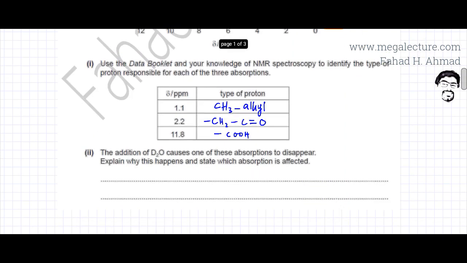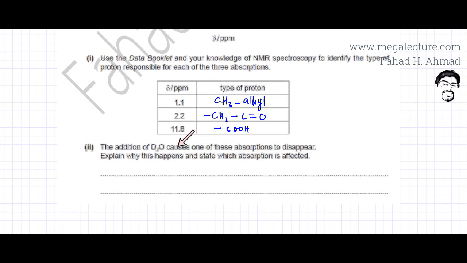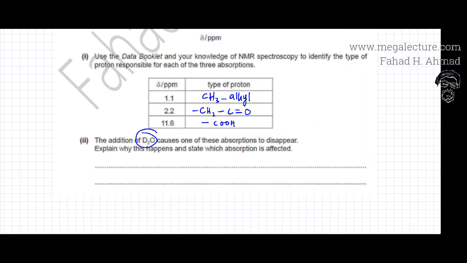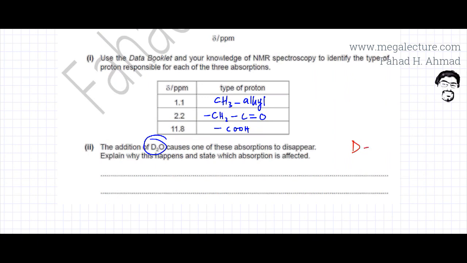So I filled the table, and in the next part, you're being asked: the addition of D2O causes one of these absorptions to disappear. Explain why this happens and state which absorption is affected. Now, first thing is, what is D2O? When you talk about D2O, D is basically an isotope. It's deuterium. And the isotope has an even number of nucleons. If it has an even number of nucleons, that basically means that it's not going to have any resonance. Because both spins are going to be paired, two nucleons having paired spins, the net effect would be that it's not going to have any overall magnetic spin. No magnetic dipoles would be created.